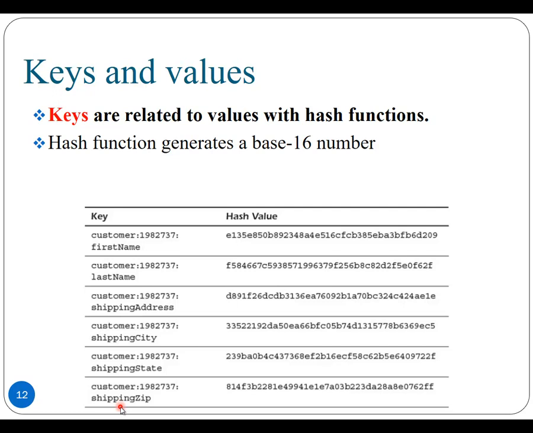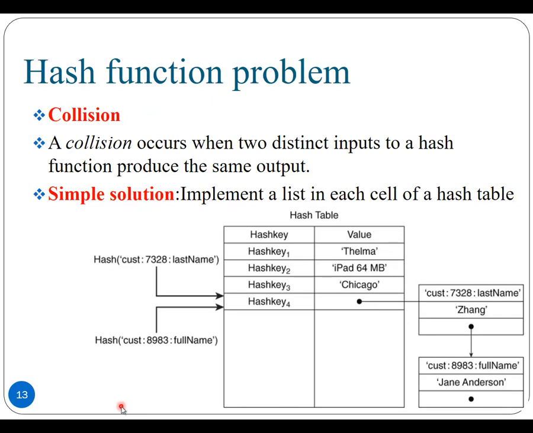Okay, that's about how to find the values from the keys. Now, one challenge for the hash function is collision. What does collision mean? Collision means that sometimes two different inputs of the hash function have the same output.